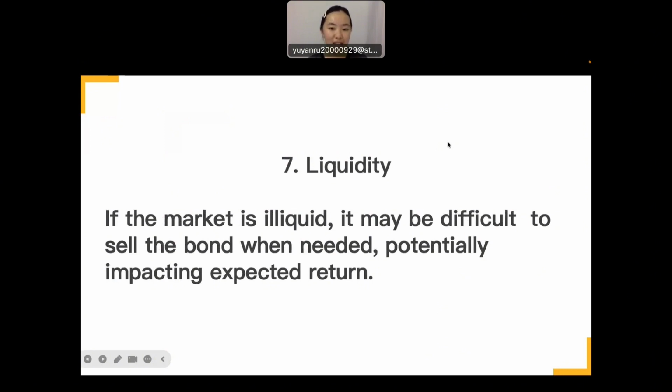And finally, consider the liquidity of the bond market in the foreign country. As we can see, if the market is illiquid, it may be difficult to sell the bonds when needed, potentially impacting expected returns.